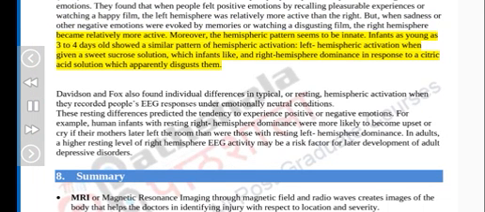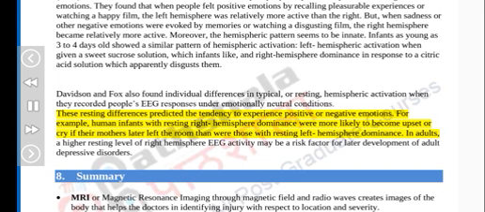Infants as young as 3 to 4 days old showed a similar pattern of hemispheric activation: left hemispheric activation when given a sweet sucrose solution, which infants like, and right hemisphere dominance in response to a citric acid solution, which apparently disgusts them. Davidson and Fox also found individual differences in typical, or resting, hemispheric activation when they recorded people's EEG responses under emotionally neutral conditions. These resting differences predicted the tendency to experience positive or negative emotions.